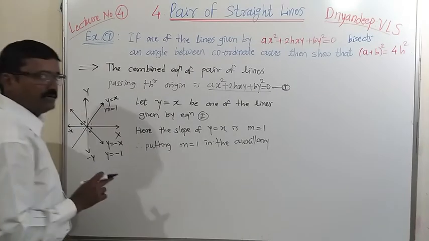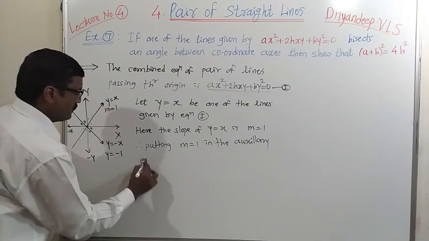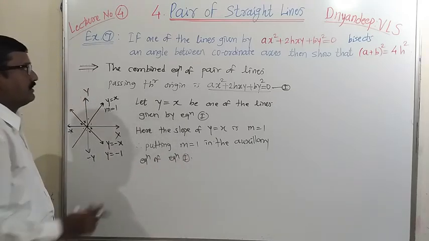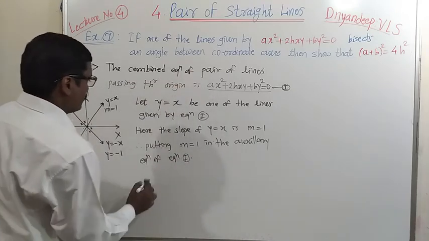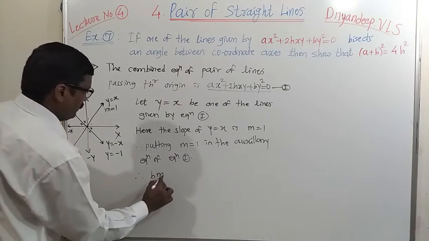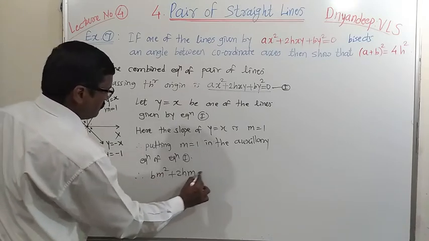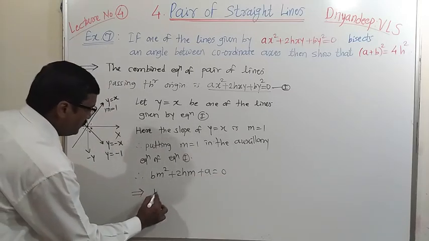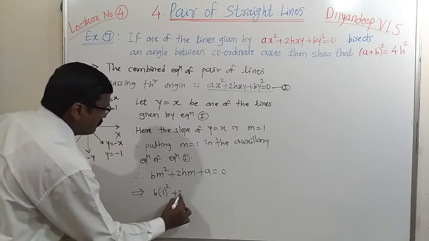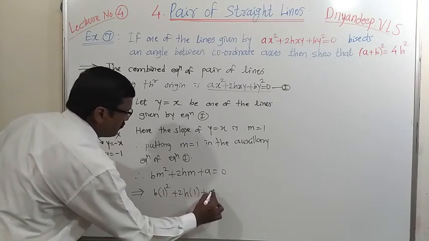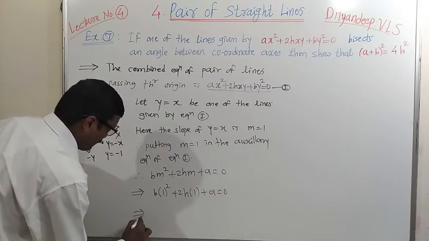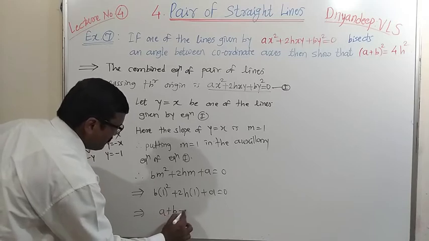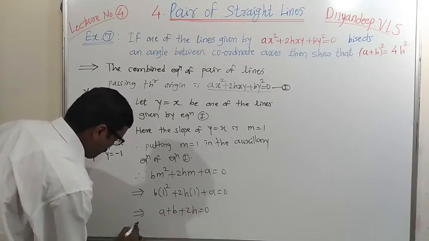Whenever you find the slope, write the auxiliary equation. Auxiliary equation of equation 1 or pair of lines. Therefore, bm square plus 2hm plus a equal to 0 implies b into 1 square plus 2h into 1 plus a equal to 0, which implies a plus b plus 2h equal to 0.